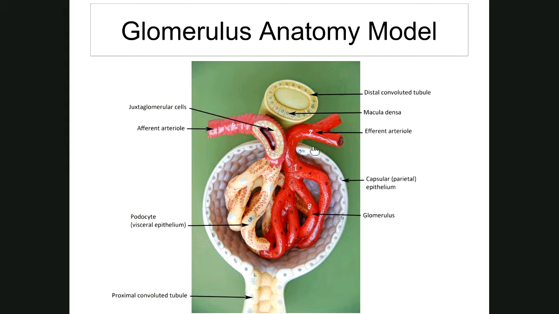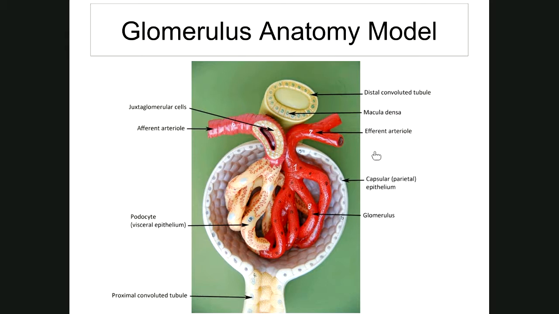Blood enters this capillary bed by way of the afferent arteriole, A-F-F-E-R-E-N-T, and exits by way of the efferent arteriole, E-F-F-E-R-E-N-T. Afferent means toward, E means away from.